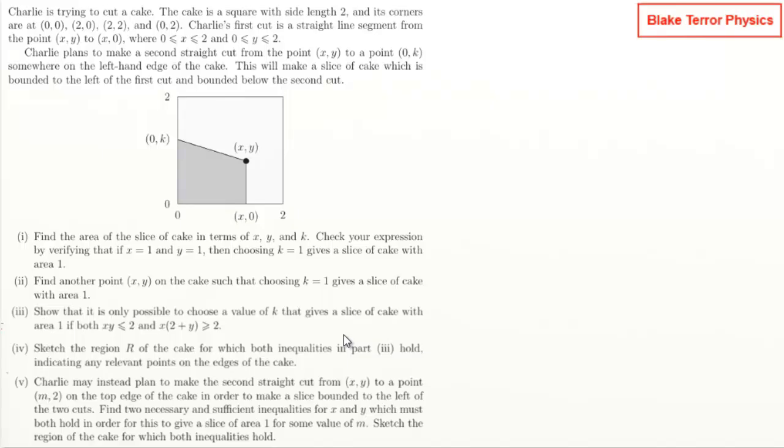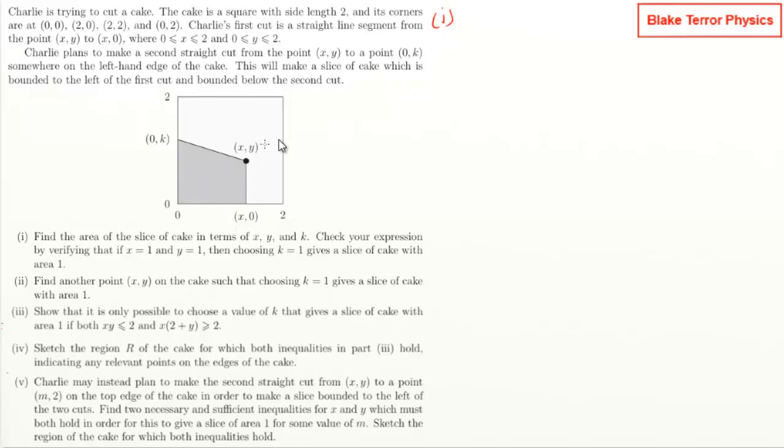Part 1, find the area of the slice of cake in terms of x, y and k. Check your expression by verifying that if x is 1 and y is 1, choosing k is 1 gives a slice of cake with area 1. Well, you'd expect us to do that anyway. So what's this area going to be?